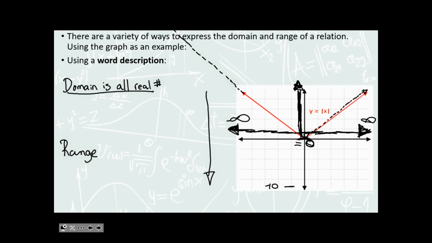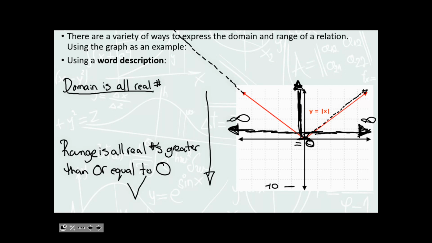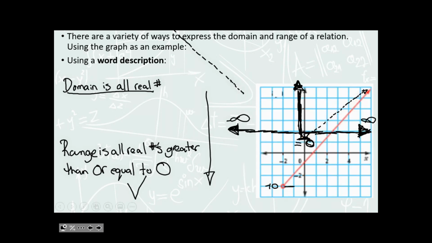So I just need to write that. The range is all real numbers greater than 0. I guess I should say greater than or equal to. If I just say greater than, that means I'm greater than 0, but if I can be greater than or equal to, that means it comes down, it touches 0, and then it goes back up the other way, which is what's happening in this example.